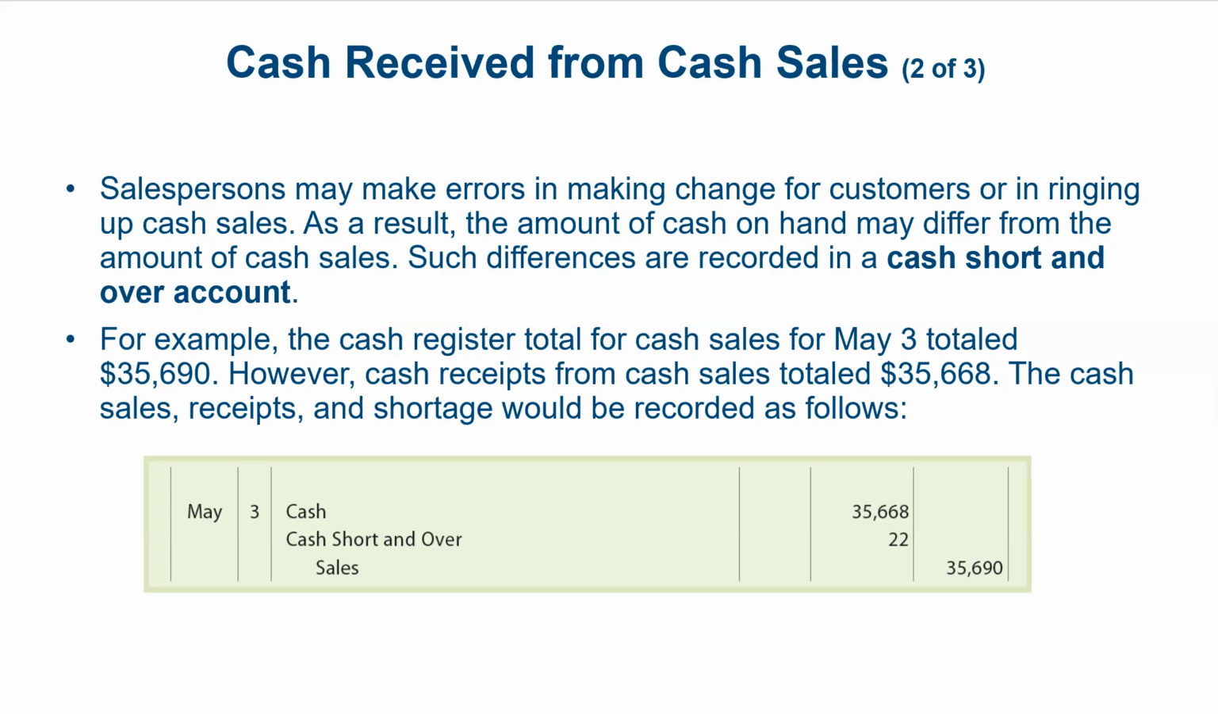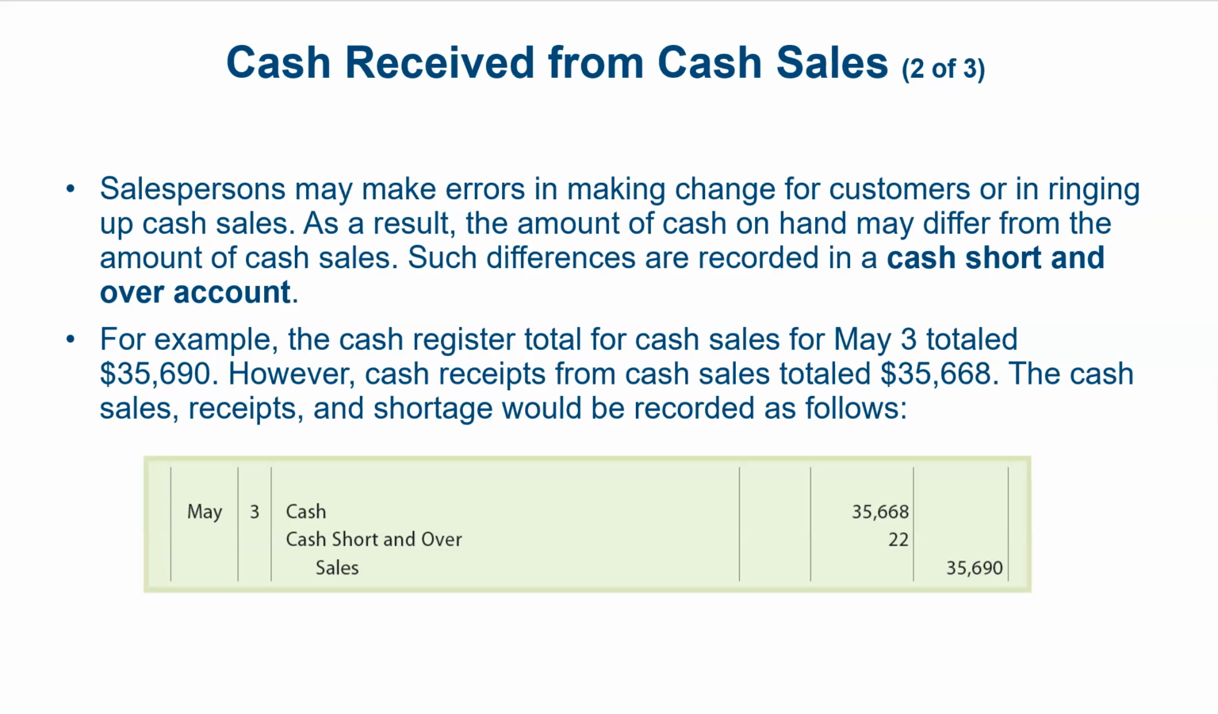Salespersons can make errors in making change for customers and ringing up cash sales. So there are usually some small differences in the amount that the cash register says we have and the amount that we count out of our cash register drawer. And we call this cash short and over account. So sometimes you're short, sometimes you're over.